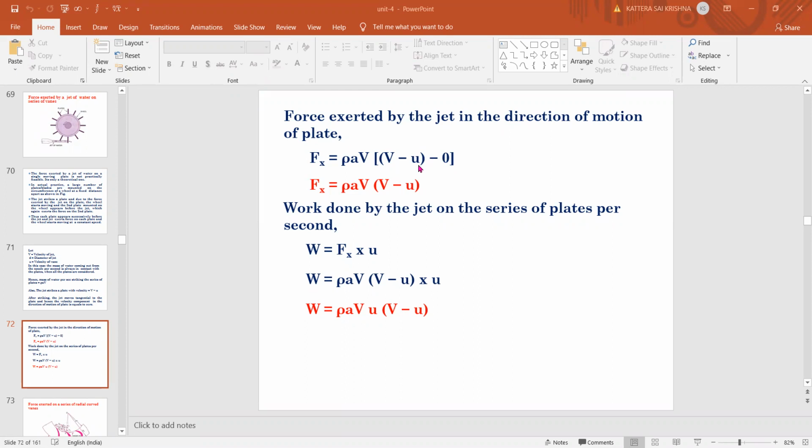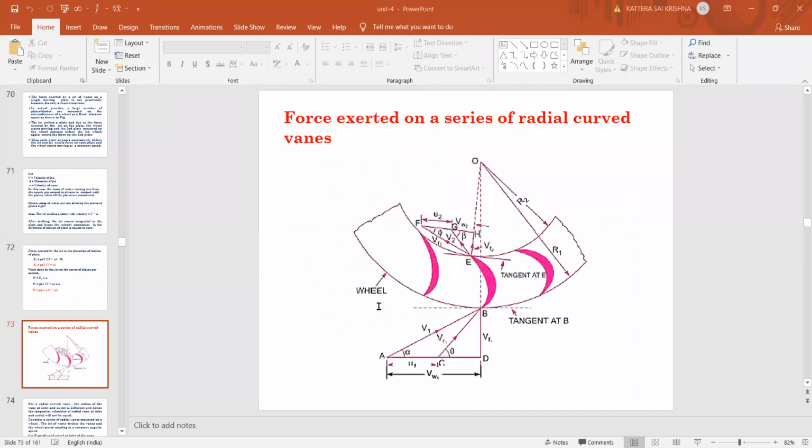After finding the force, we can find the work done by the jet on the series of plates, that is force into velocity of the blade. The force we have calculated is rho a v into v minus u, into u. If you do this, you'll get the work done per second. So this is the formula for calculating the force and work done per second.